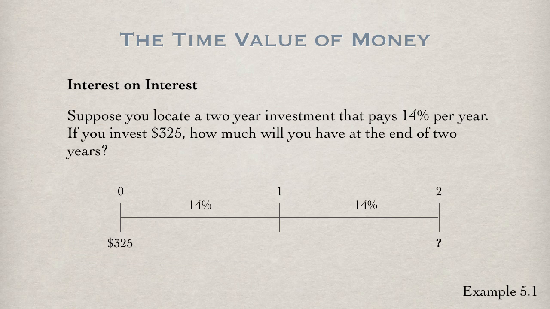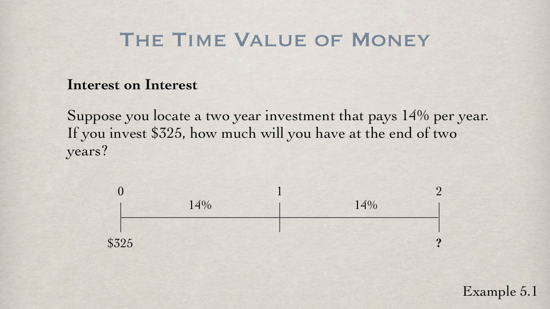To get a good understanding of what interest on interest is, let's consider example 5.1 in your text. Suppose you locate a 2-year investment that pays 14% interest per year. If you invest $325, how much will you have at the end of 2 years?